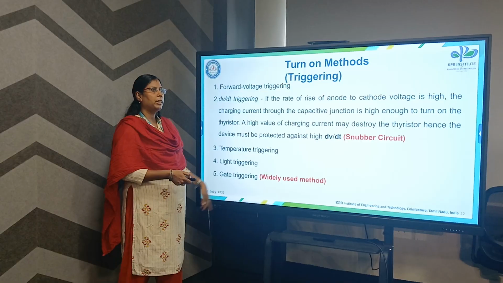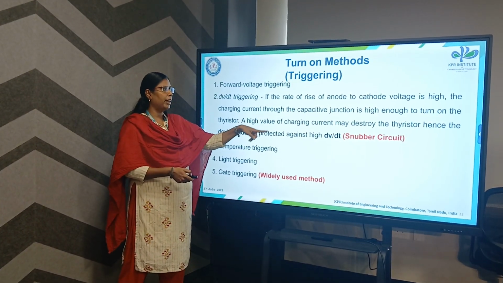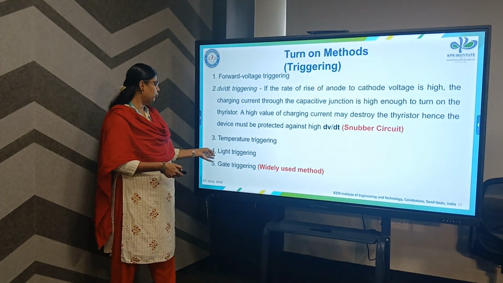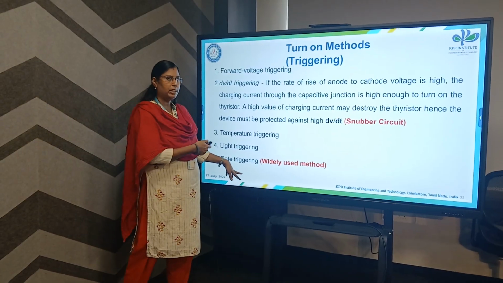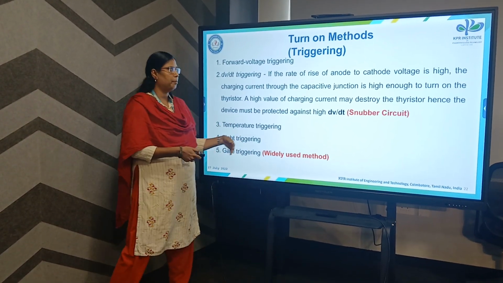First one, forward voltage triggering. Second, dV by dt triggering, that is when the rate of rise of anode to cathode voltage is high. Third one is temperature triggering. Fourth one is light triggering. Fifth one is gate triggering. We discussed this earlier. It is the widely used method to trigger the SCR.